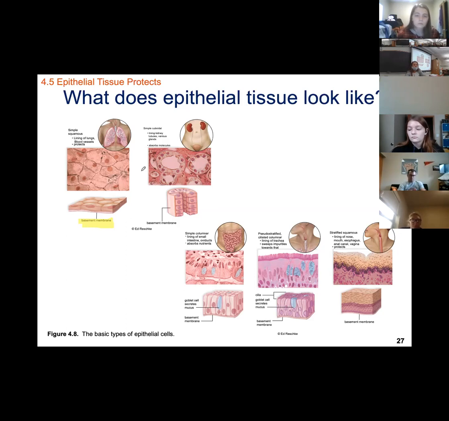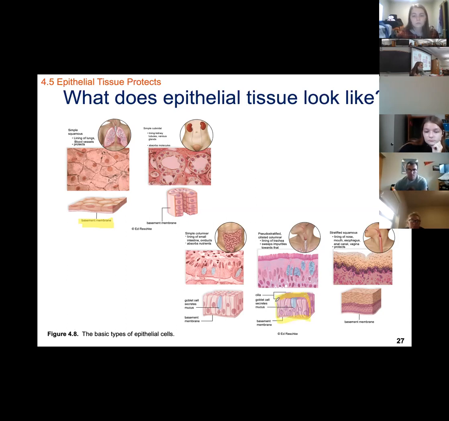Then we have this simple cuboidal. So these are the ones that are a little bit more cube shaped. They're not as squashed looking or flattened as the other ones. This is in the lining of the kidney tubules and various glands. This absorbs molecules. Then we've got 3 more here at the bottom. We have the simple columnar, which is found in the intestine. And then we have pseudostratified, which is the ones that look like there's 2 layers, but there's actually not.